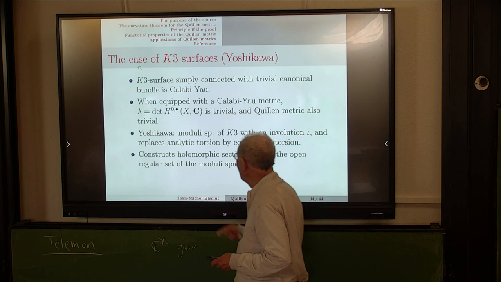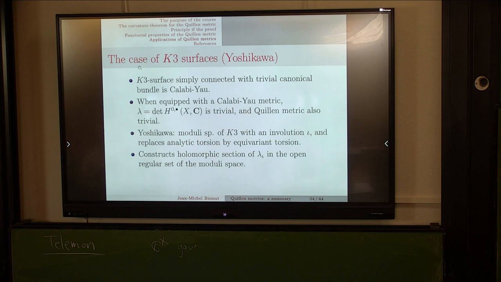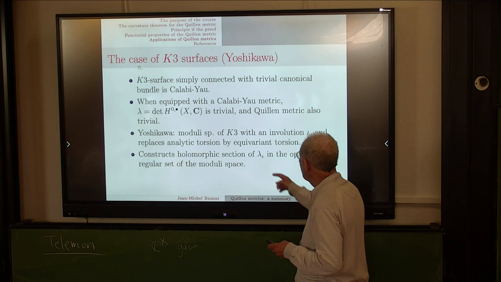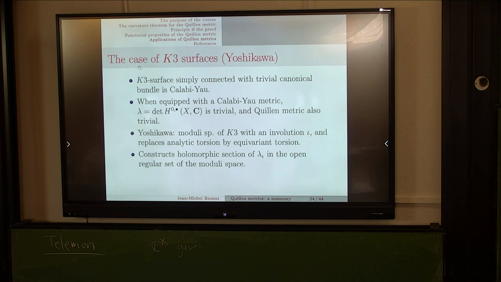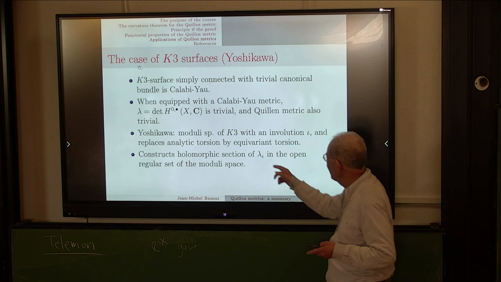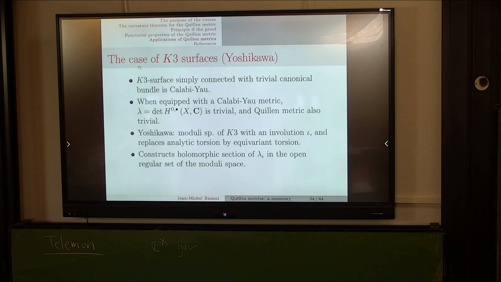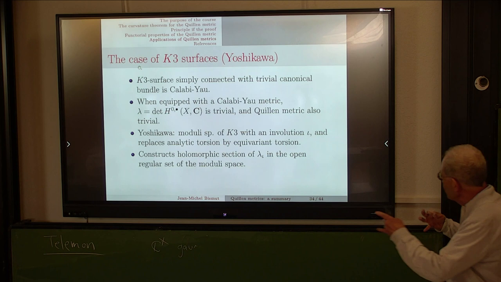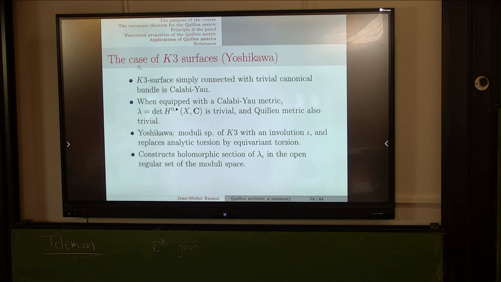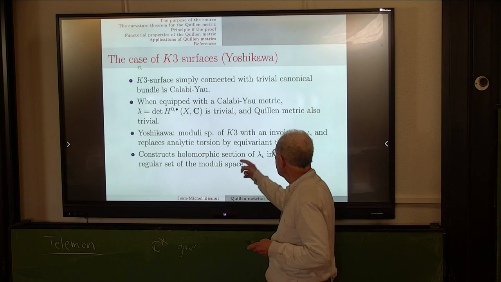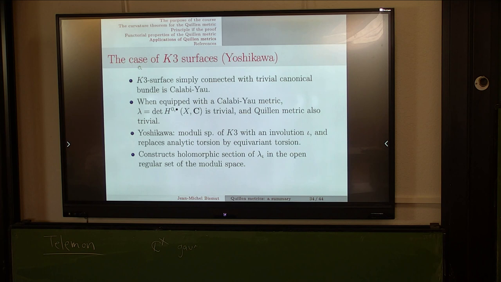And so, in some sense, by exactly the same methods as before, he constructs a holomorphic section of lambda I. Lambda I is not the determinant of the cohomology. It is a determinant of the cohomology properly taking into account the action of the involution and also the fixed point set of the involution. So in this case, with K3 equipped with an antisymplectic involution, you can also describe what the fixed point sets are. So you need to do a more complicated construction. But ultimately, what you obtain is a holomorphic section of this determinant line lambda index I, over the open regular set of the moduli space.